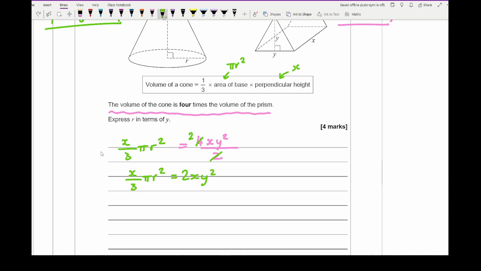Now from this, I then need to go on and simplify. What I can do is cancel the x from both sides. Now again, because what I'm wanting is to express r in terms of y, what that then looks like is pi r squared divided by 3 equals 2y squared. And what I want to do is make r the subject.